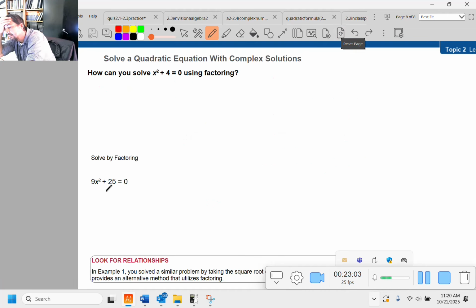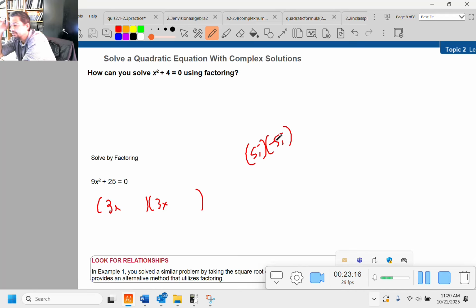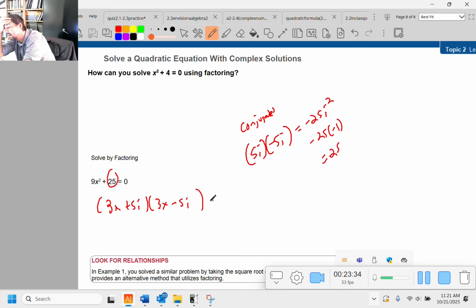Last one. To make a 9x squared requires a 3x and a 3x. Now, think about your imaginaries. 5i and 5i. They need to be conjugates of each other. They have to be conjugates. That's the idea. Conjugates. One of them's positive, one of them's negative. This is a -25i squared, and I know that i squared is -1, so this is the 25 that I saw in the first place. One of them is +5i, the other one is -5i.